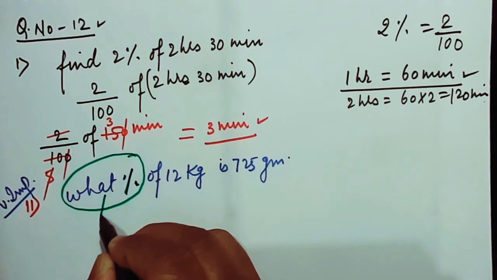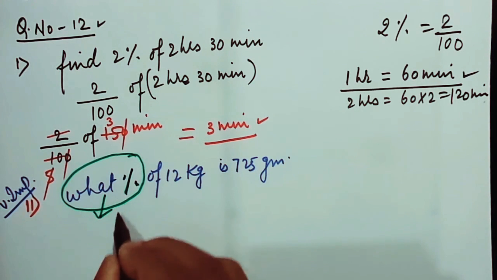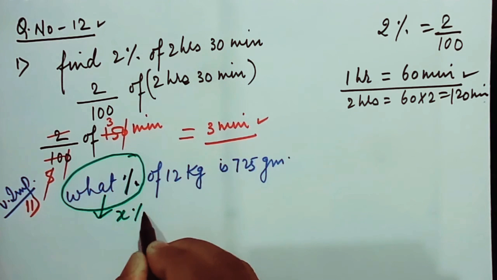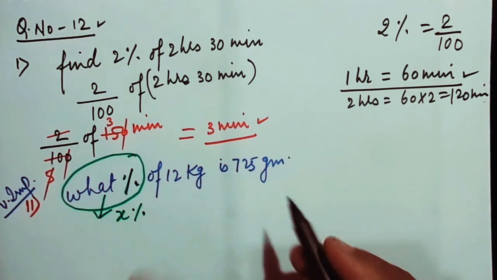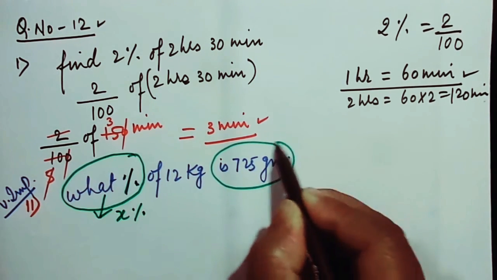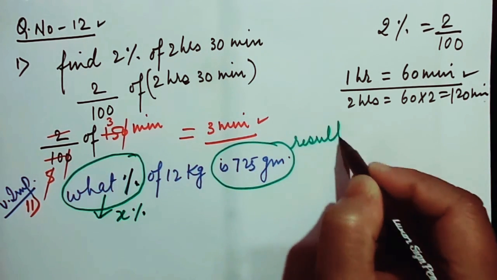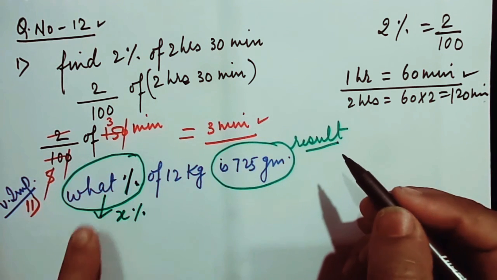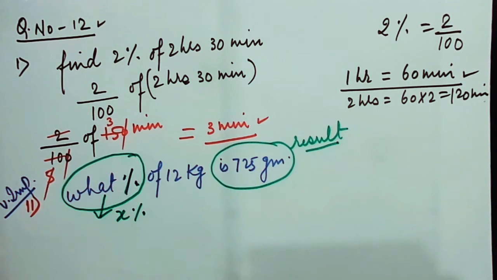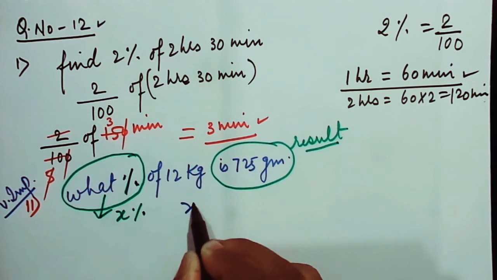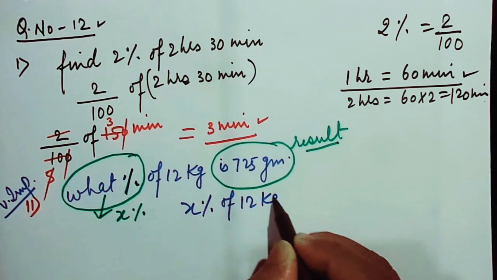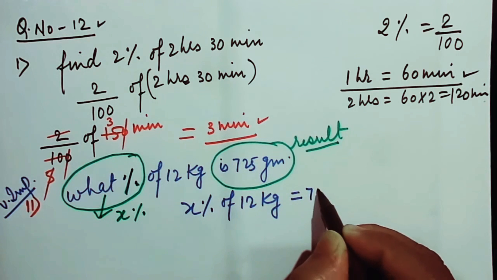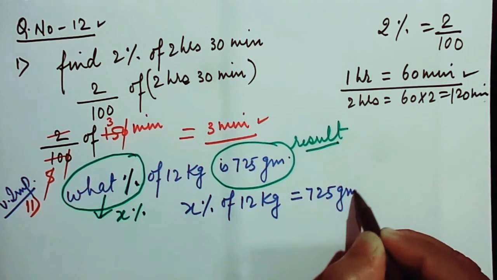So I do not know this data. So I will keep this as X percent. Let me keep this as X percent. So X percent of 12 kg, this is my result. So I am going to write this in simple format as X percent of 12 kg is equal to 725 gram.